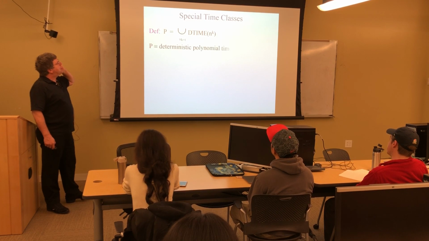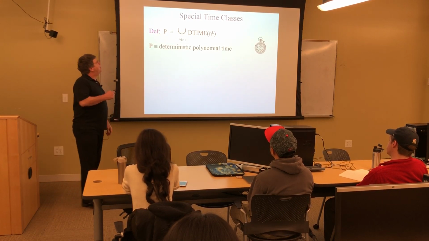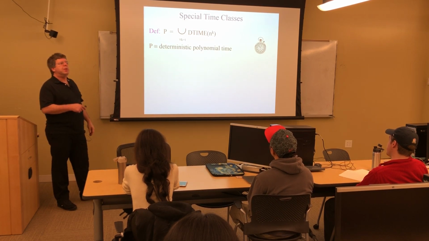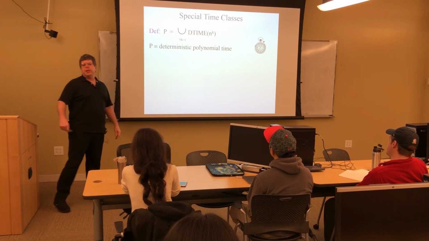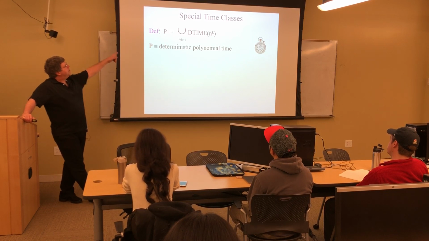So we define special time classes that we use so much that we give them special names. So P is defined as the infinite union over all DTIME of n to the k for any k, an infinite number of polynomials of arbitrarily large degrees, unioned together, and you get P. So this is the P that we know and love from P equals NP. This is the classical polynomial time recognizable languages or computable functions.